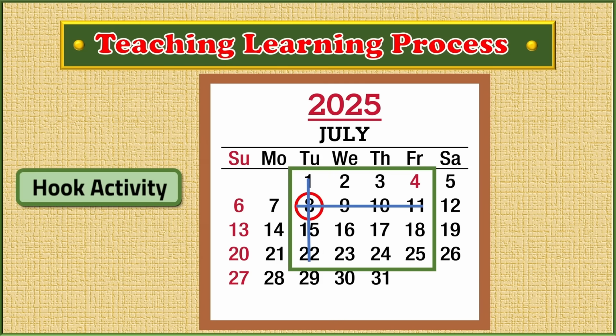Again, from the remaining numbers, choose another number and repeat the same. Circle it, strike out its row and column. Now I have taken 3 and done the same as before. Again pick one more number and do the same. Yes, I have taken 23 and did the same.